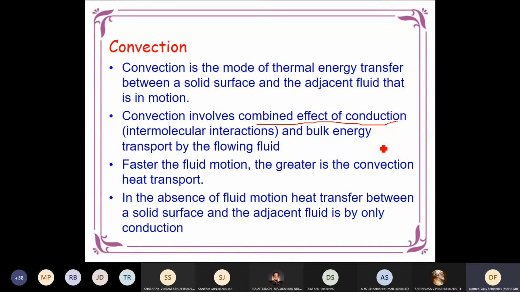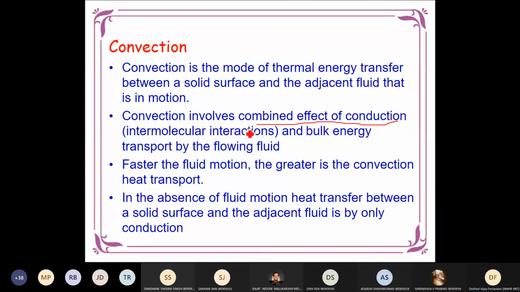In conduction, bulk motion is not involved. Energy is transferred to adjacent particles without any bulk motion. In convection, definitely there is a motion of molecules, bulk motion of fluid. Then, the faster the fluid motion, the greater is the convection energy transport or heat transport.